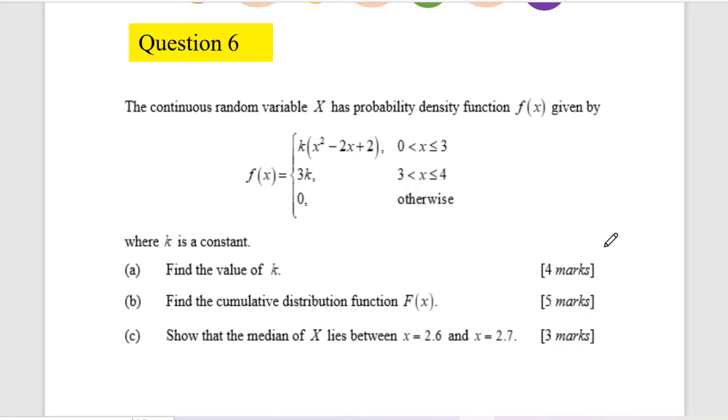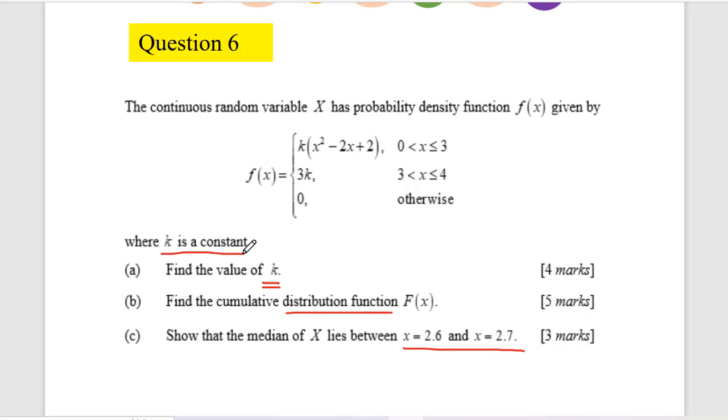Okay, next question number 6. You are given continuous random variable x which has probability density function fx given by, okay, this function, where k is a constant. So, untuk part A, you need to find the value of k. And then for part B, you need to find the cumulative distribution function Fx. And then for part C, you need to show that the median of x lies between 2.6 and 2.7.